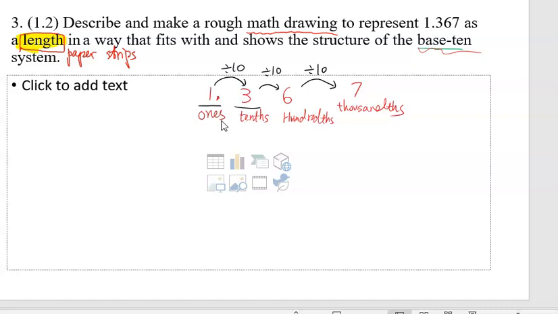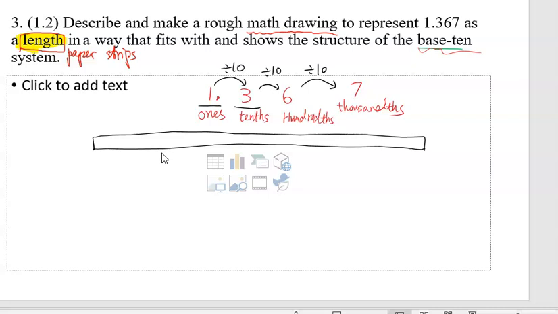So we will start with the paper strip. We're going to start with a very long paper strip to represent one unit. So you're going to have to draw a very long one because we have to divide by 10, divide by 10, divide by 10 continuously, about three times. So this paper strip will become smaller and smaller. That's why your first one should be kind of long. It's up to you how long you want to make it. So if this is 1, this is one unit, which represents the place value 1.